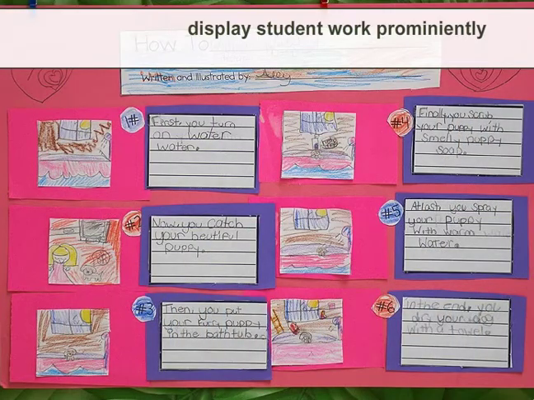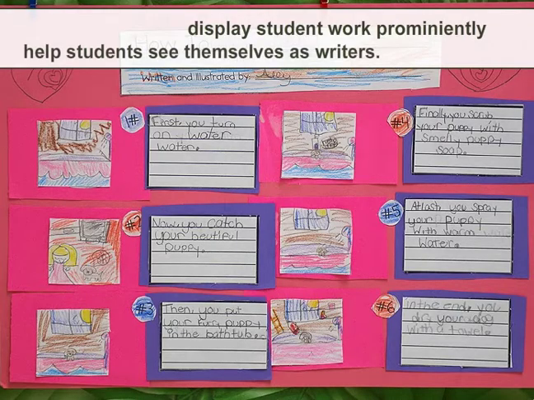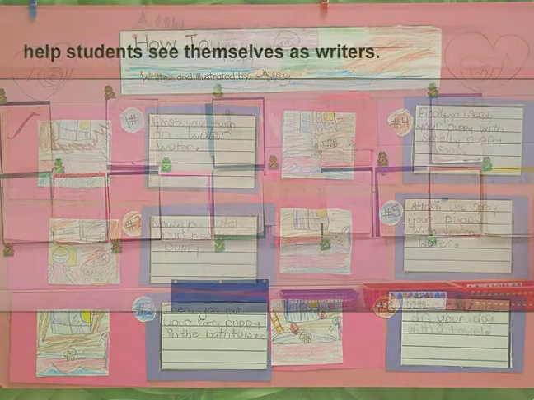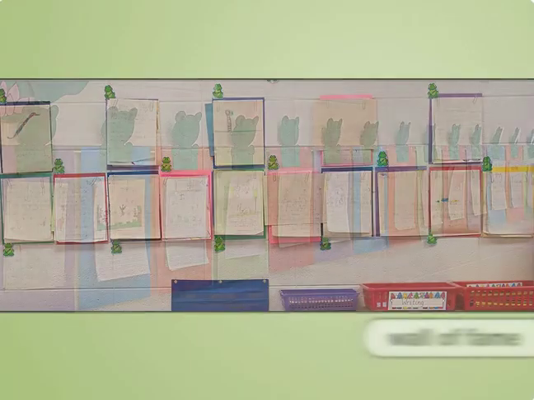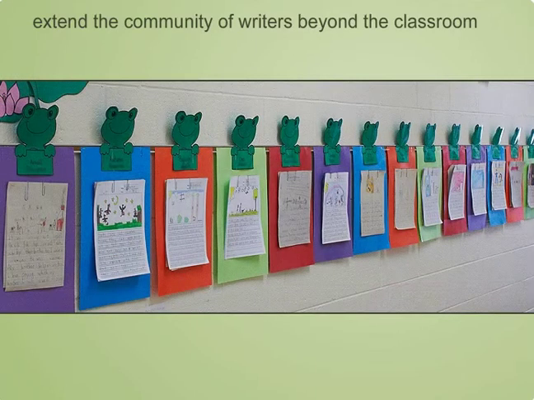Displaying student work prominently in the classroom can help students see themselves as writers. For example, teachers can create a wall of fame featuring the best excerpts from each student's writing on a bulletin board in the classroom. Teachers can extend the community of writers beyond the classroom by displaying student work in the hallways or administration buildings, or by hanging their work around the school or classrooms to simulate an art gallery.